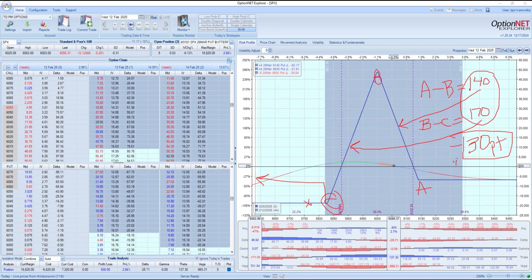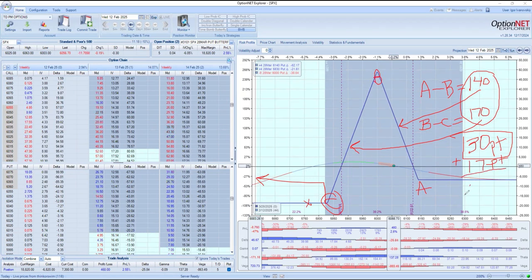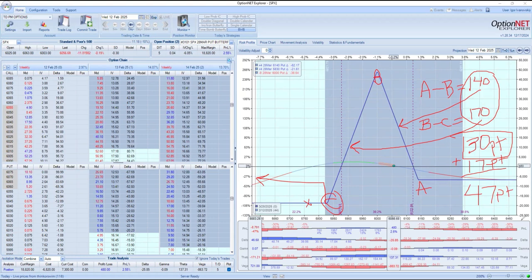Plus, hang on one second. Let me get rid of this. So we have 30 points. That's our risk just from the widths of these two spreads, plus 17-point debit that we paid. That gives us a total risk of 47 points, $4,700 per one contract, right? That's what's at risk on the downside, 4,700.